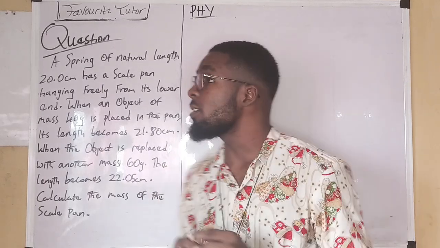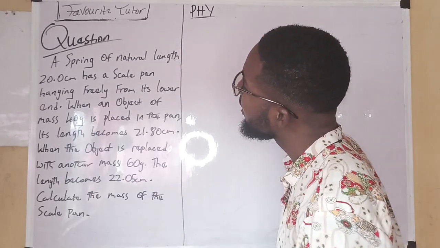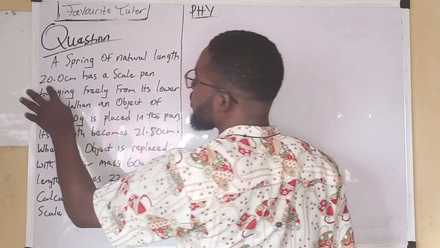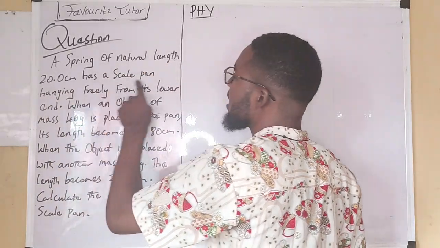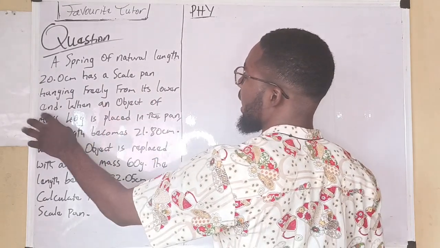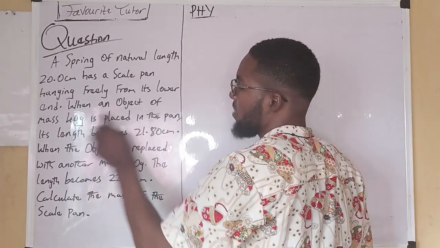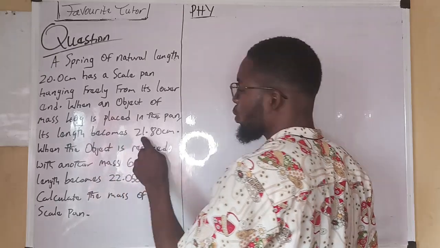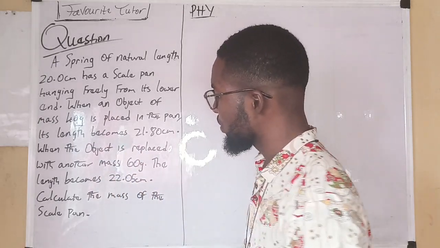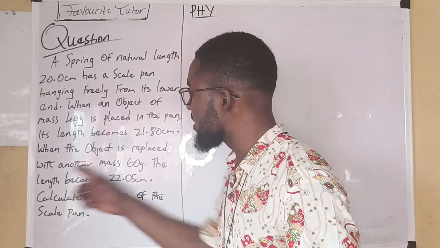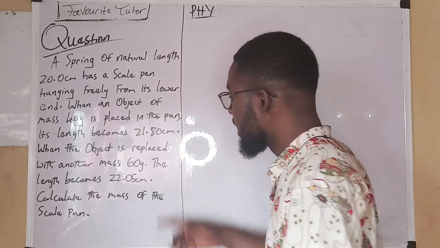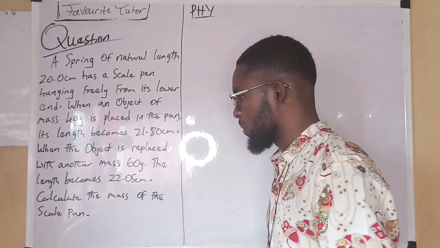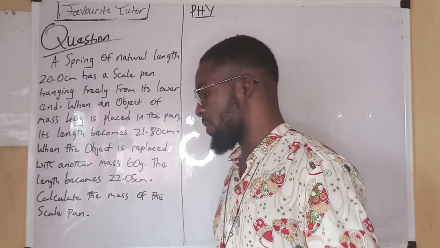All right, today we'll be solving a question under elasticity. Let's go. A spring of natural length 20.0 centimeter has a scale pan hanging freely from its lower end. When an object of mass 40 grams is placed in the pan, its length becomes 21.80 centimeter. When the object is replaced with another mass of 60 grams, the length becomes 22.05 centimeter. Calculate the mass of the scale pan.